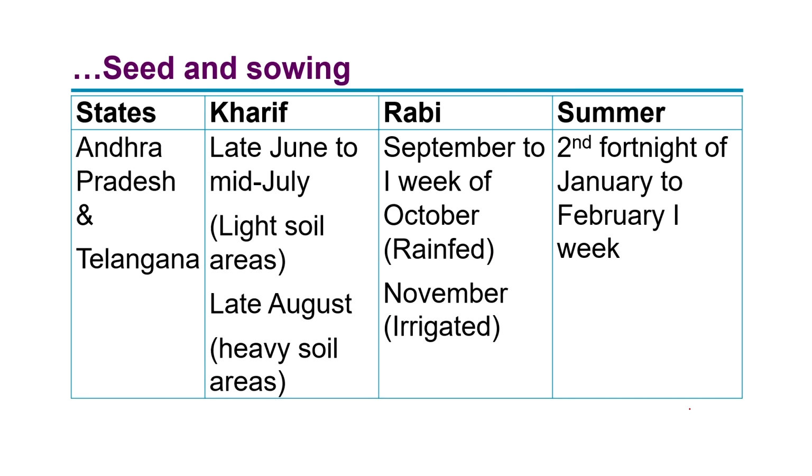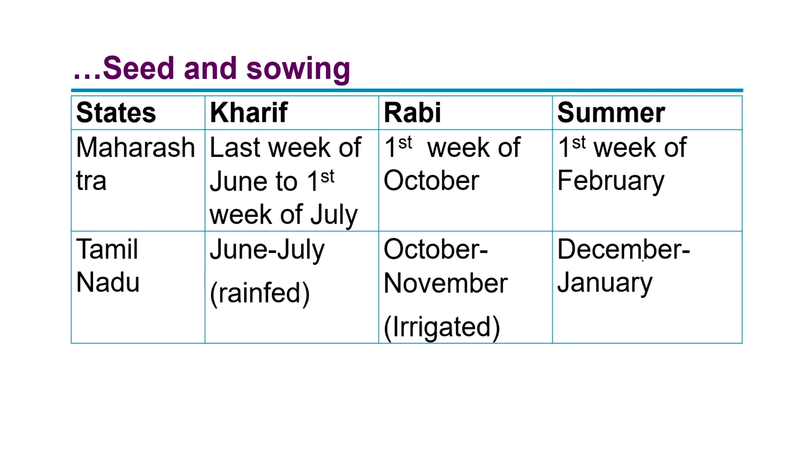Sowing time is there. For Andhra Pradesh and Telangana, in light soil areas, sowing can be done in late June to mid-July. And similarly, in Andhra Pradesh and Telangana, in heavy soil areas, it can be done in late August. And in Rabi season in Andhra Pradesh and Telangana, September to first week of October under rain-fed condition and November month for irrigated conditions. For summer crop in Andhra and Telangana, second fortnight of January to first week of February is the ideal time of sowing. For Maharashtra, last week of June to first week of July for Kharif crop, for Rabi crop, first week of October. For summer crop, first week of February.